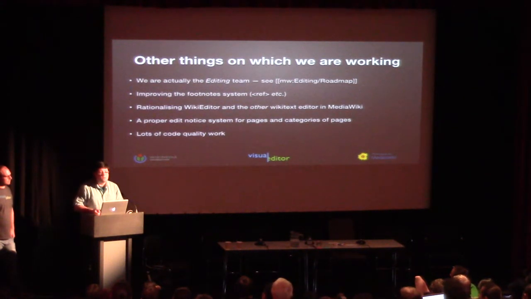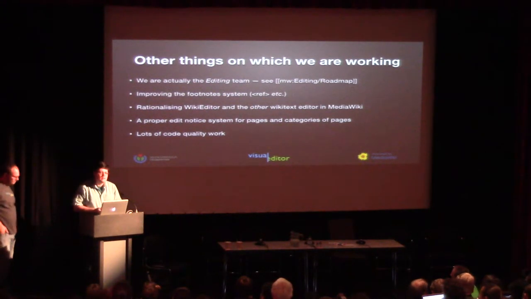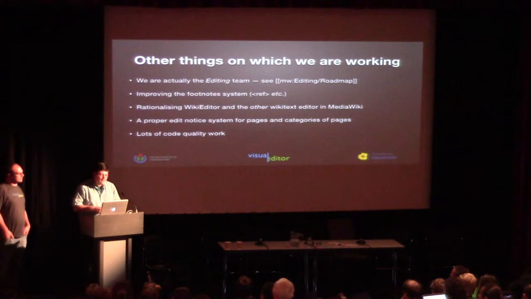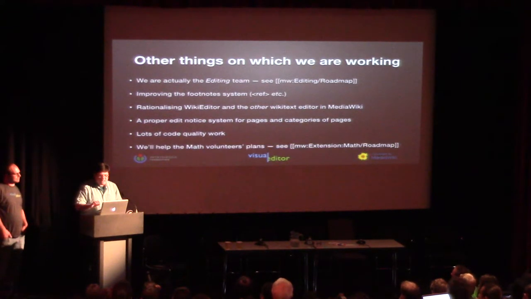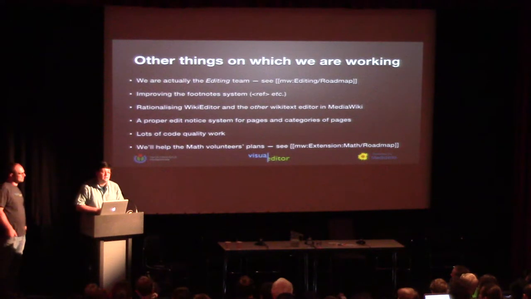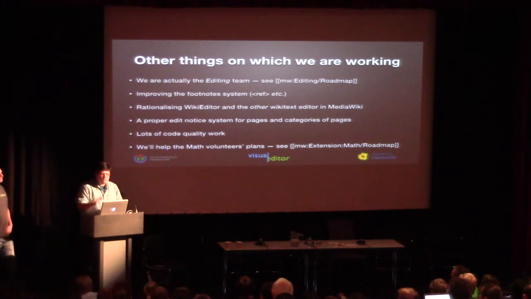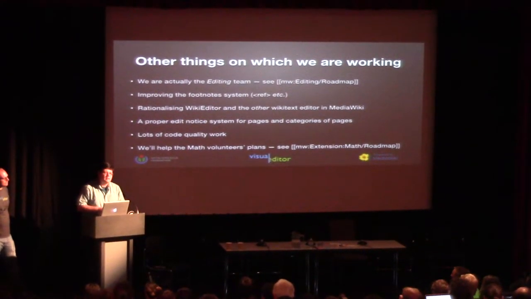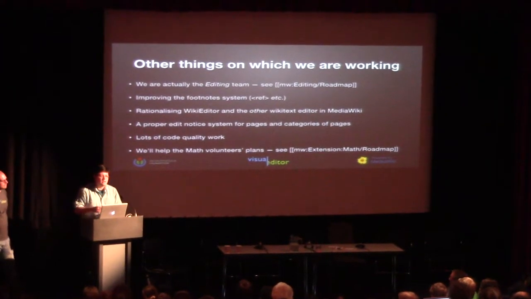And there's a huge amount of code quality work. Quite a lot of the code we've taken on responsibility for has sat in a slightly dusty position on the sofa, ignored by many people, and it needs some love and attention. And the math, which I'm going to say maths because I can't speak math, the math extension is supported by volunteers. They have some great plans which are at that roadmap, and one of the things we're going to do is help them and make sure that actually comes to fruition. Mostly currently that's focused on things like editing in MathML rather than in LaTeX, and displaying in such, and whizzy fun things like that.